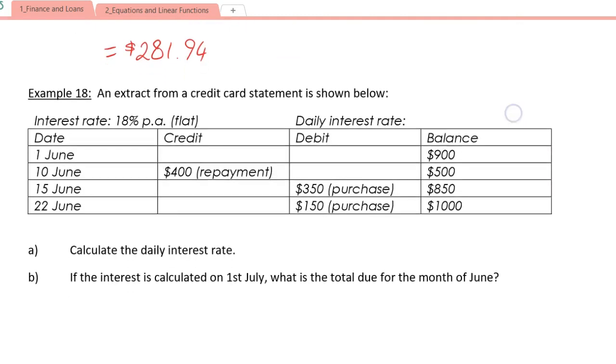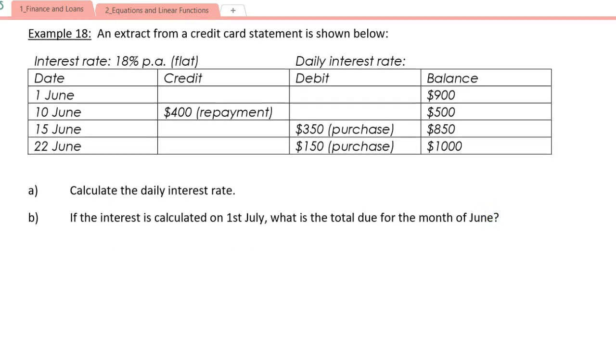Moving on to example 18 now, we have some sort of a table here, a credit card statement. Important things to notice: 18% per annum flat. What's the significance of saying flat? Because that means simple interest. Per annum means I've got to adjust it to being a daily rate.